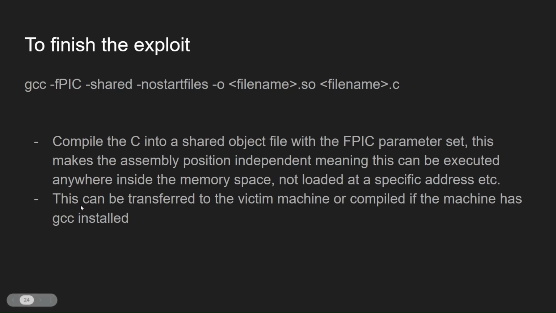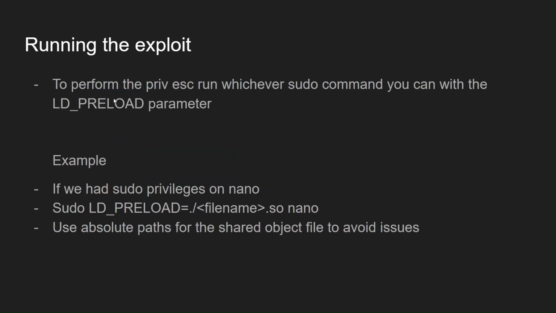As I already said, it can be transferred to the victim machine or compiled there if the machine has GCC installed. If it doesn't, it's easy enough to transfer it over. And then there we go, running the exploit. To perform the privilege escalation, run whichever sudo command you can with the LD_PRELOAD parameter. For instance, if we had sudo privileges on nano: sudo LD_PRELOAD= and then the path to our file name. Make sure that is an absolute path, otherwise you could run into issues. Now I'm going to go over a live example of this in action.